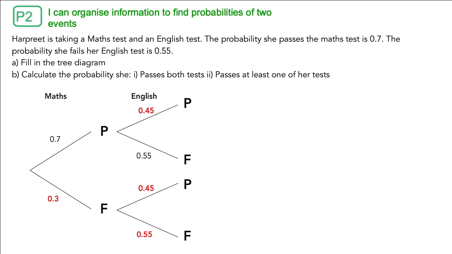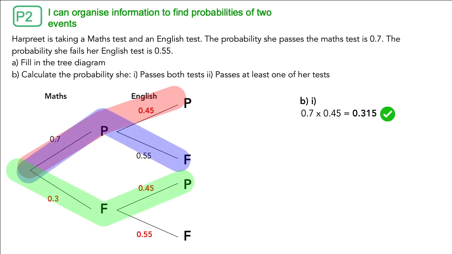Now, we filled in the tree diagram. The probability she passes both tests is 0.7 multiplied by 0.45, which equals 0.315. The probability she passes at least one of her tests is a combination of all the paths that show at least one pass: pass-pass, pass-fail, and fail-pass. Now, like before, we could calculate each pathway and then add the probabilities together, and this will give us the final answer.